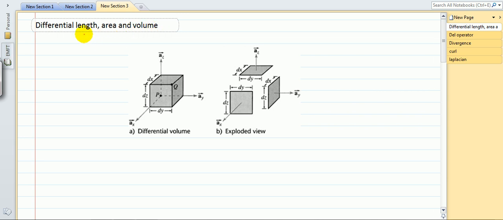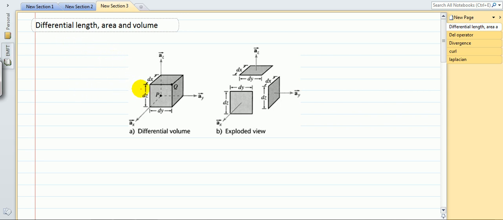So why will this differential length, area, and volume be required? We will be dealing with integration of a line, surface, and volume. So we will be requiring differential length vector, differential area vector, and differential volume for a typical surface. So that's why we will start with this.